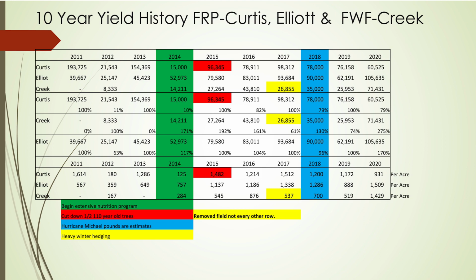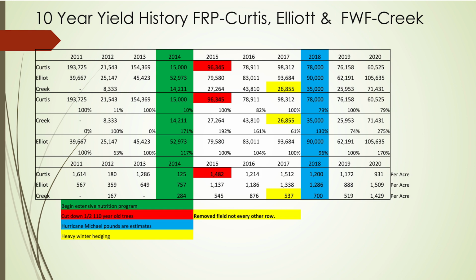A few notes on here. In 2014 is when we began our extensive nutrition program. The reason the Curtis numbers dropped from 193,000 at a high to 96,000, or 98,000 as a high, is because we cut half the trees down. They were 110 years old. We cut half of them down, and we removed a field, not every other row.